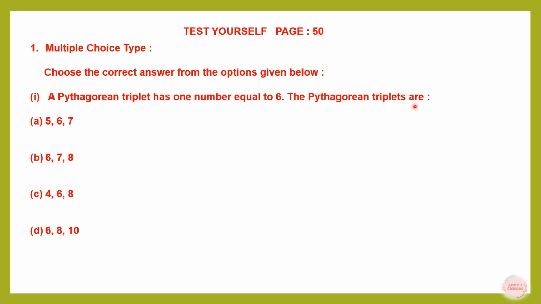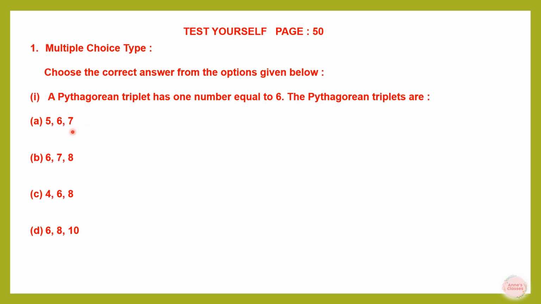So the Pythagorean triplets are in this. Okay, so there are options given to us and they're saying one number is equal to 6. So we have 6 here, 6 here, 6 here and 6 here. In all four options we have 6. Now, which of these four options forms the Pythagorean triplet? Okay, so we have to find out.